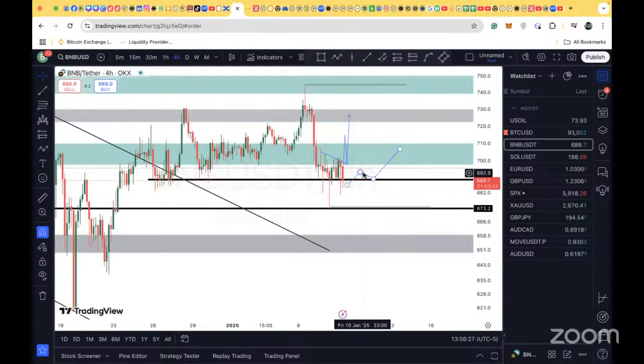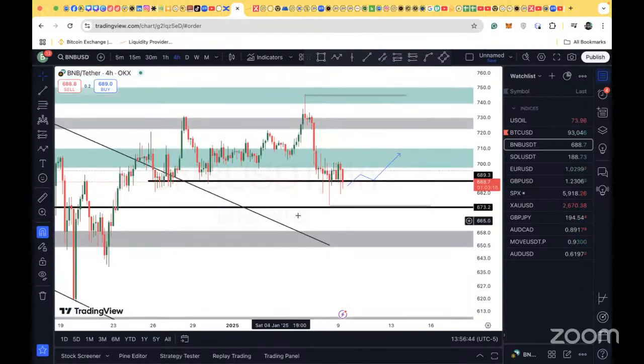Another entry would have been above this one. So 689.4 entry. If we get our entry here, I prefer this entry. H4 is respecting this level. Then our stop loss will be this range here. Our take profit will be here. But again, this noise is too much. That's the reason why I don't want to enter until I see that move to the top side.